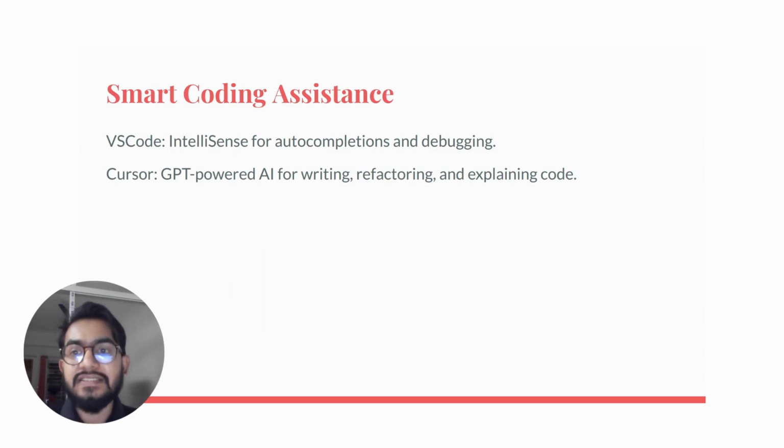Now the next thing is smart coding assistance. You know that now it's the AI world. If you would like to get some smart AI coding assistance, then Cursor is the best fit, or Cursor can beat any code editor. In VS Code, IntelliSense for auto completions and debugging might help you, but on Cursor, GPT-powered AI for writing, refactoring, and explaining code is really amazing.